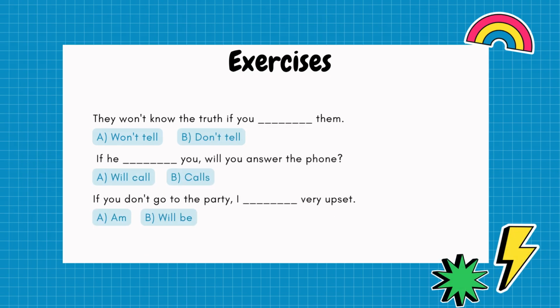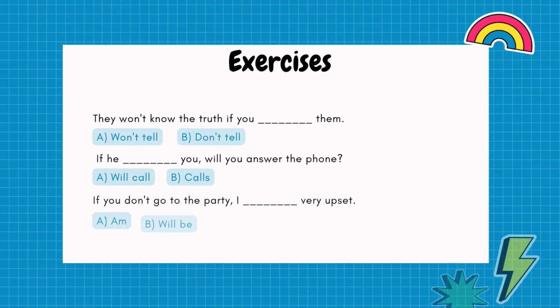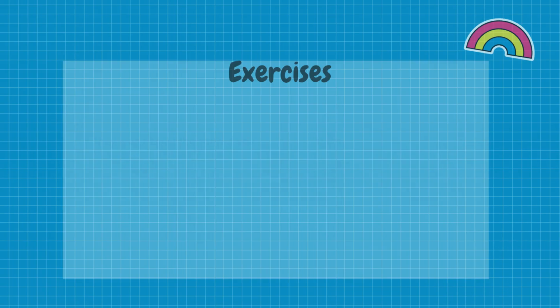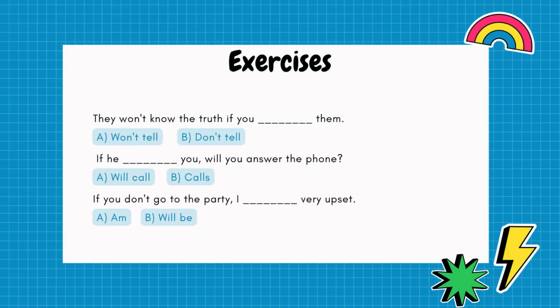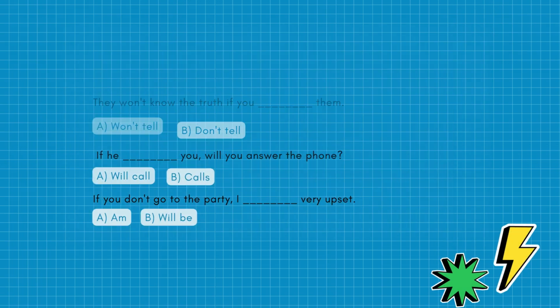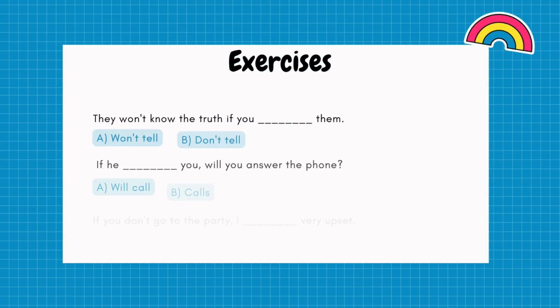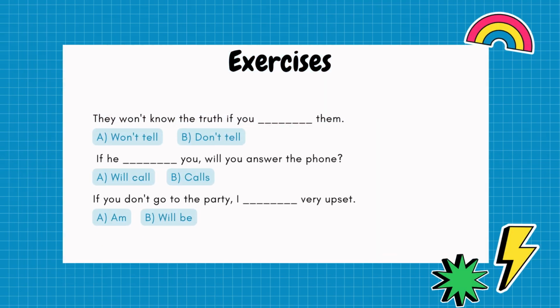Exercises. They won't know the truth if you blank them. A. Won't tell. B. Don't tell. If he blank you, will you answer the phone? A. Will call. B. Calls. If you don't go to the party, I blank very upset. A. B. Will be.